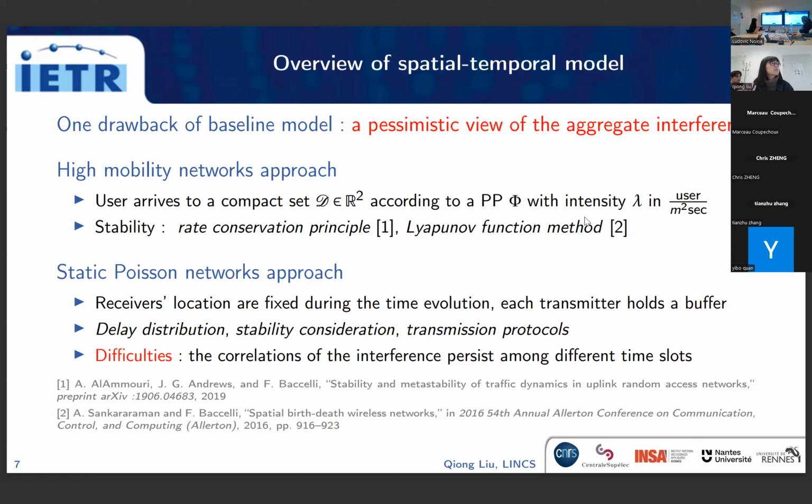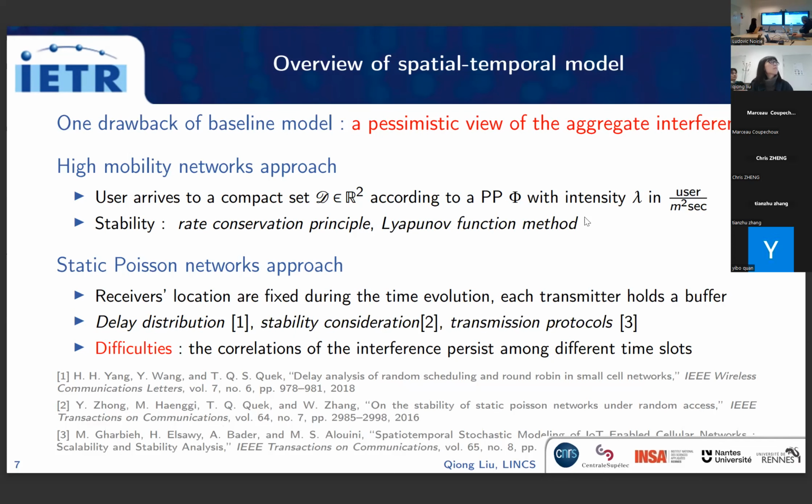We studied the second kind of dynamic system, which is called the static Poisson network. In the static Poisson network, the receivers' locations are fixed during the time evolution, and each transmitter holds a buffer to store the accumulated packets. If a packet cannot be transmitted successfully, it will be stored in the buffer. The instability comes from the fact that if the SNR is always quite low compared to the traffic arrival rate, the buffer will go to infinity in the end. The difficulty here is the correlation of the interference that persists among different time slots.